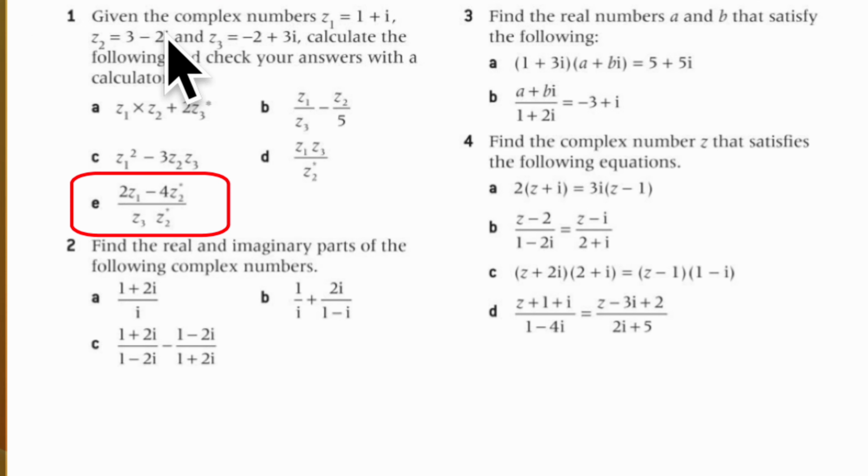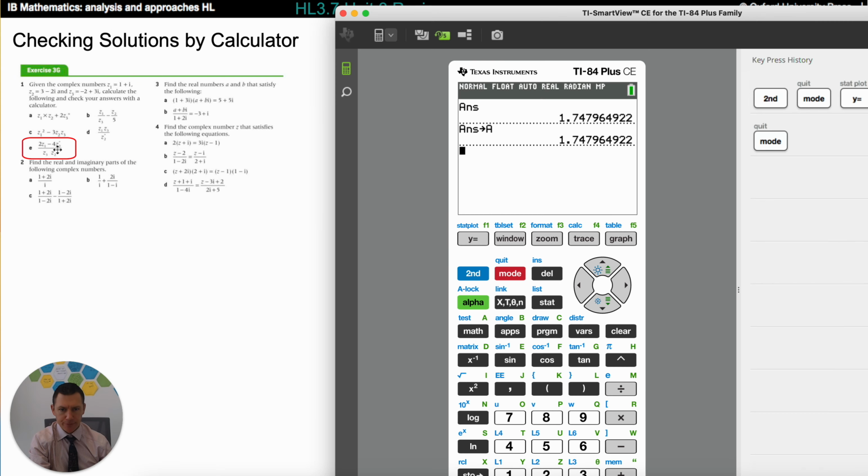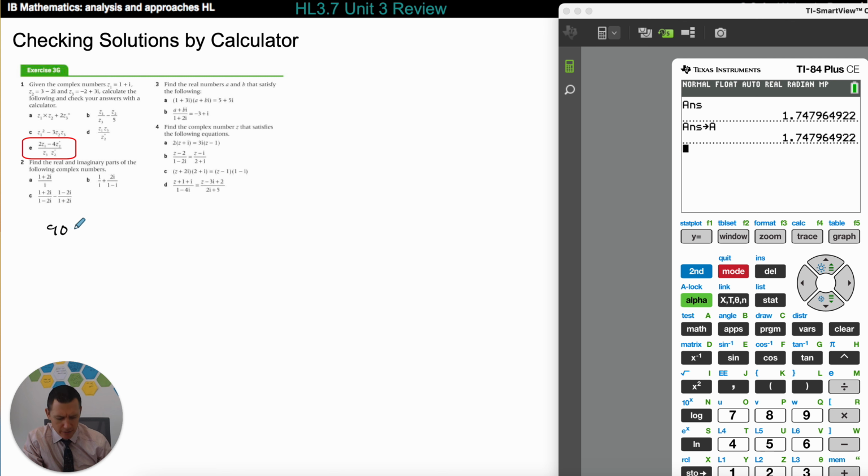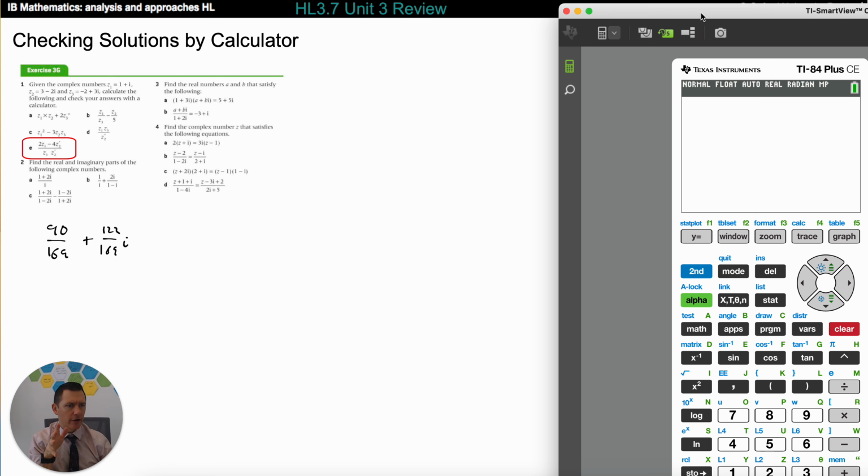So they say, here's Z1, Z2, Z3, and multiply these, figure this out. There's Z2 star and stuff, and then give me your answer. And so I think the answer for this first one is, when you multiply all that together, 90 over 169 plus 122 over 169 i. That's my solution. You're like, well, I'm not sure if that's a solution. Check in the back of the book, sure, but they say, can you check using your calculator? And here's how you would do that.